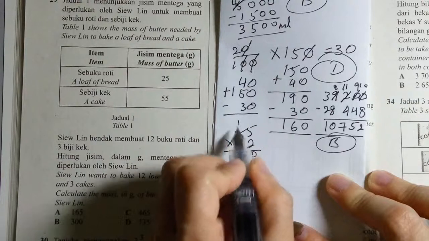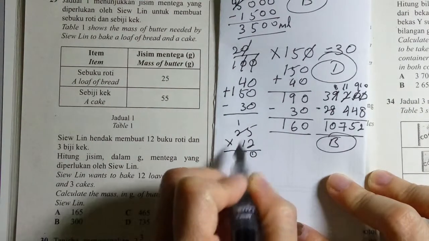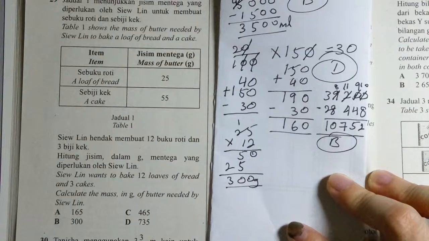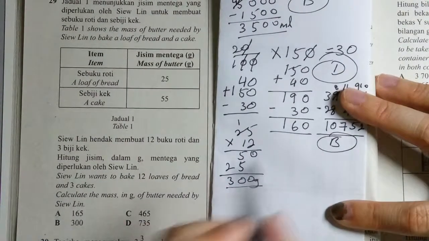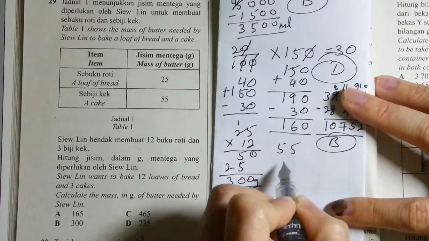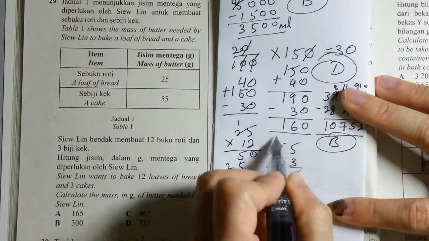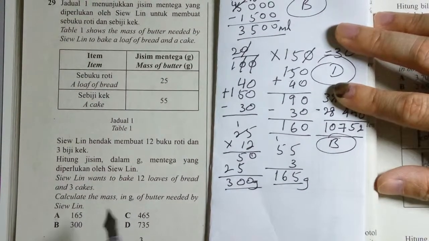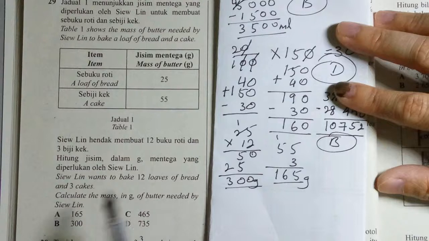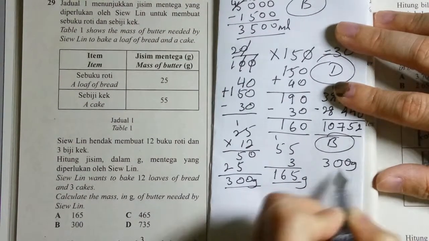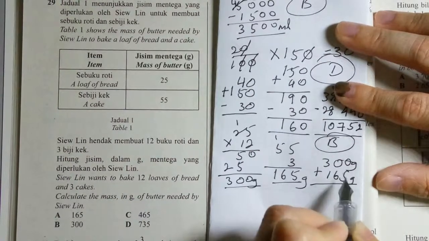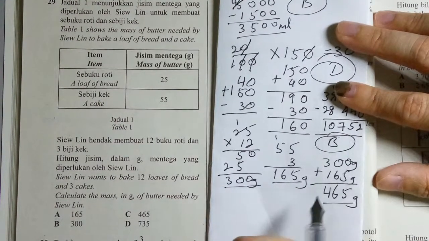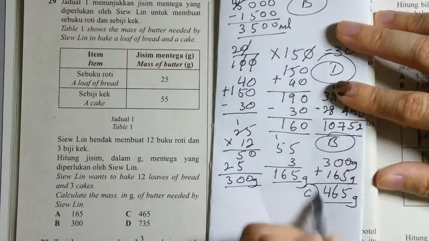5 times 2, 10. 2 times 2 is 4, plus 1, 5. So you get 300 grams just for the 12 loaves of bread. Now for cake, she needs 55 grams and she is baking 3 cakes. 5 times 3 is 15. Again, 15 plus 1, 165 grams. So the mass of butter needed would be 300 grams plus 165 grams. 0 plus 5, 5, 0 plus 6, 6, 3 plus 1 is 4. So the answer is 465 grams, which is C.